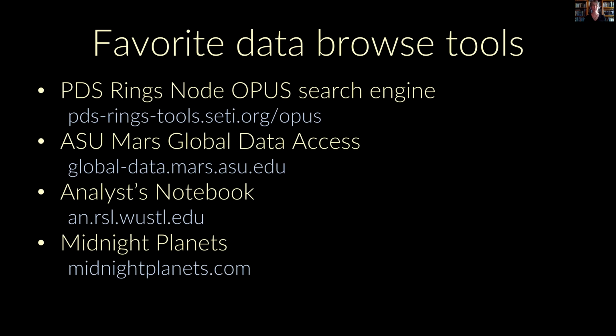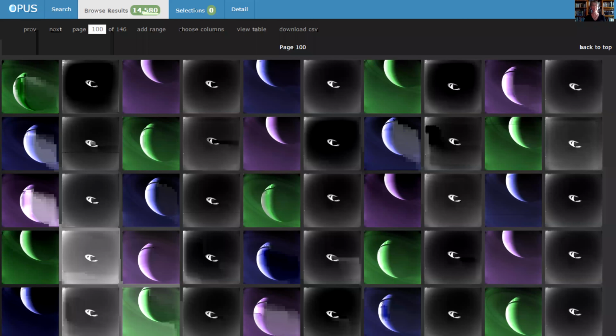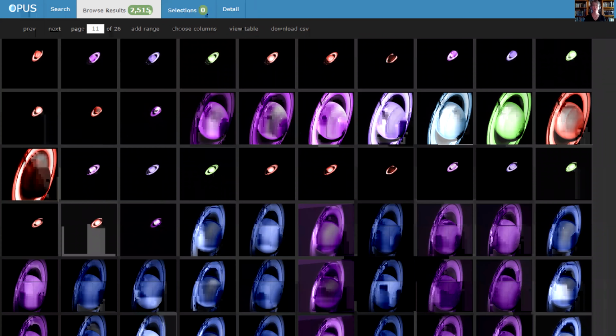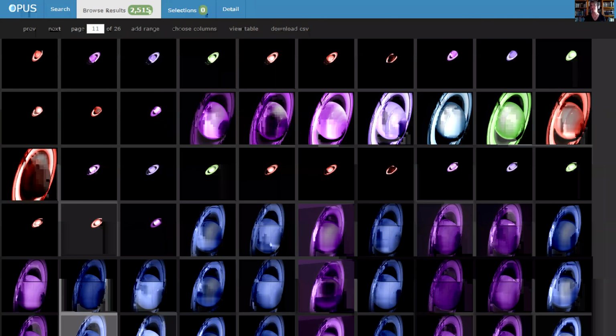Here's a little look at what Opus looks like, and it does a wonderful thing with the data. It actually serves colored versions of the thumbnails that were taken through different color filters. So there are distinct color washes applied to each thumbnail depending on what color filter it was taken through, which makes it just so much easier to quickly find what kind of data you're looking for.